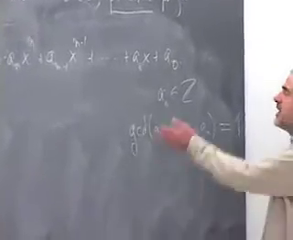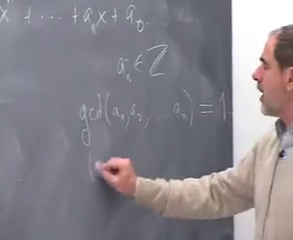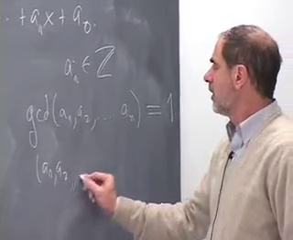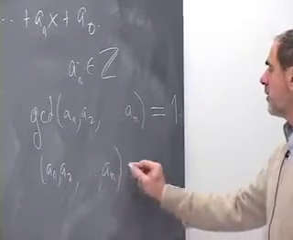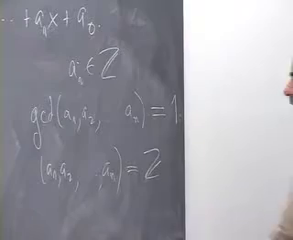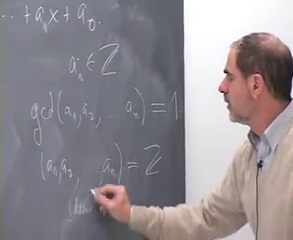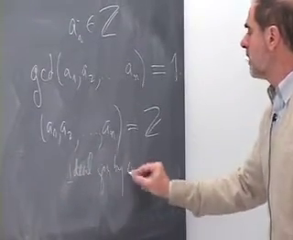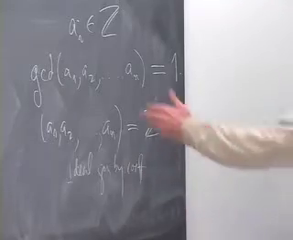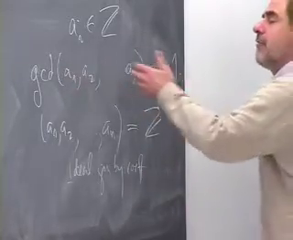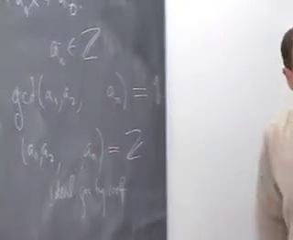In other words, another way of saying it is that the ideal generated by the coefficients in the integers is all of the integers. Because if the ideal were smaller, that would mean that there was some number that divided all the coefficients and you could divide it out.